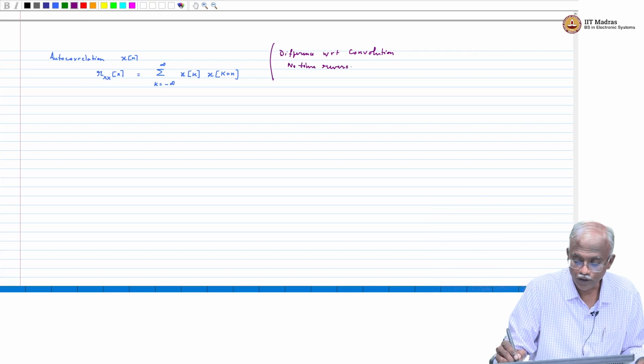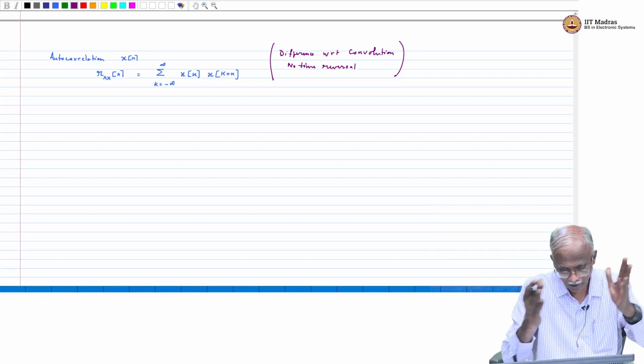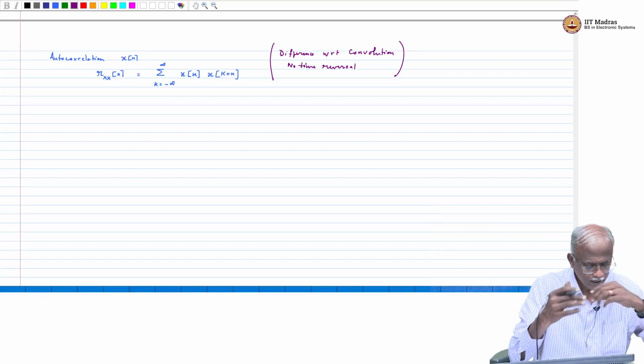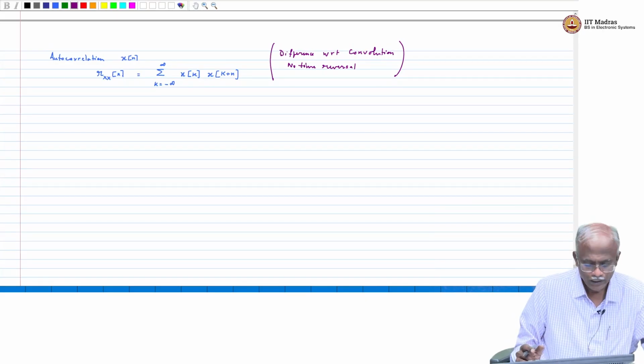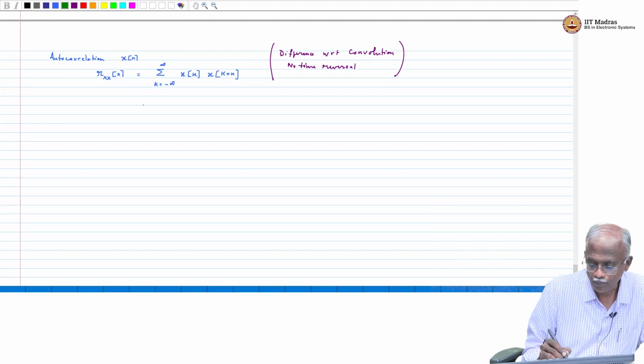Okay, basically you're doing the correlation with the sequences in the same sequence, but differences. So now let me compute the Z transform of the autocorrelation sequence of this sequence.